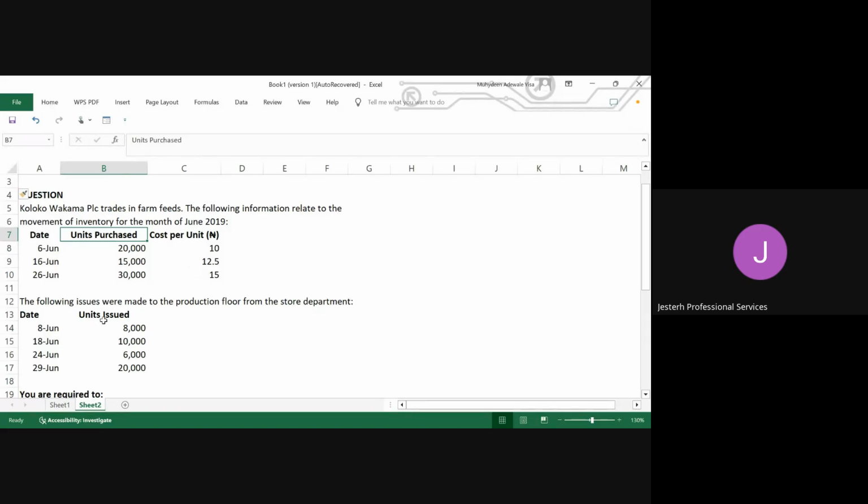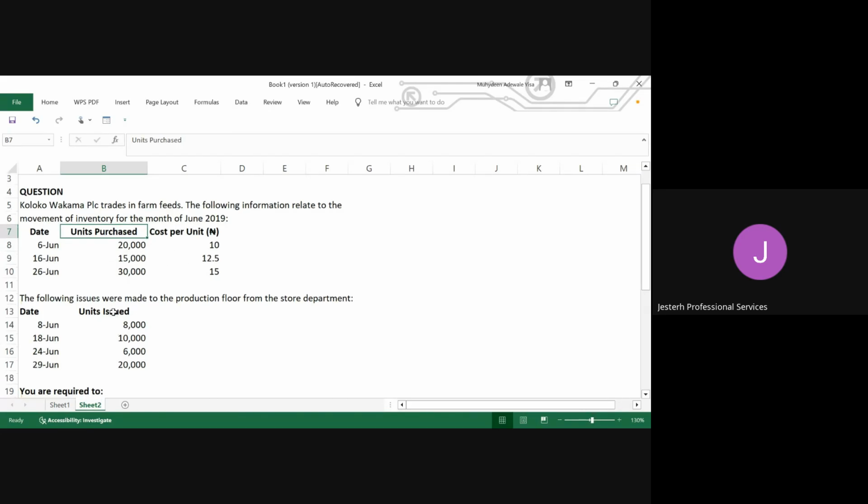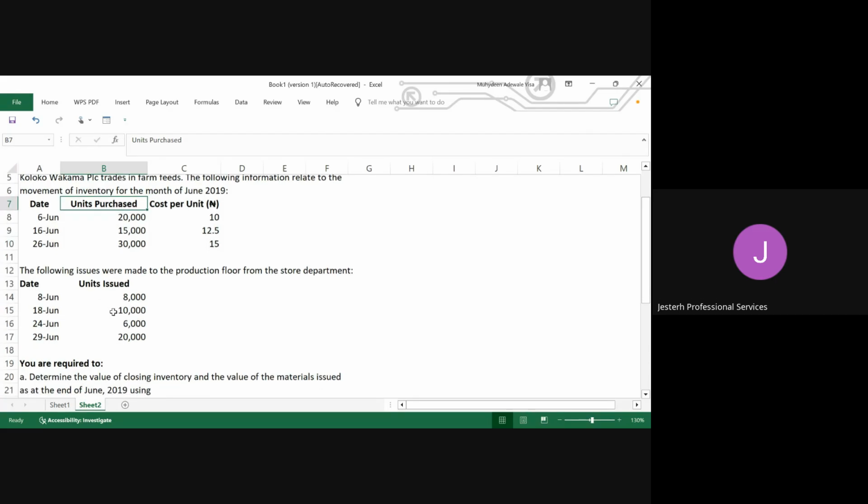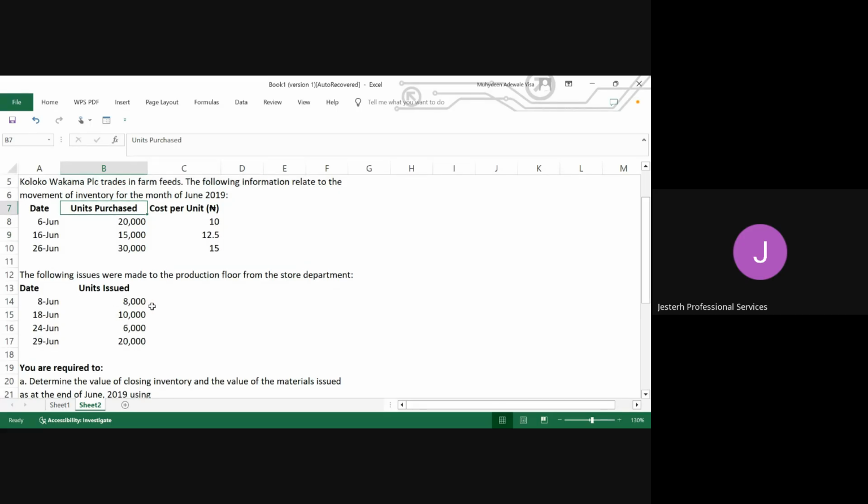Now, the following issues were made to the production floor from the store department. After the organization made all these purchases during the month, this is how they issued each of the products to the production department or the production unit.